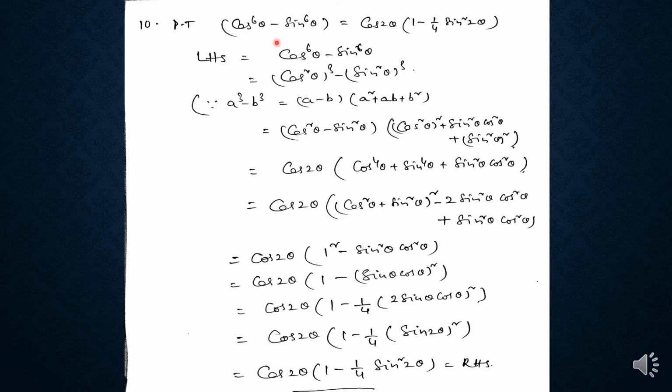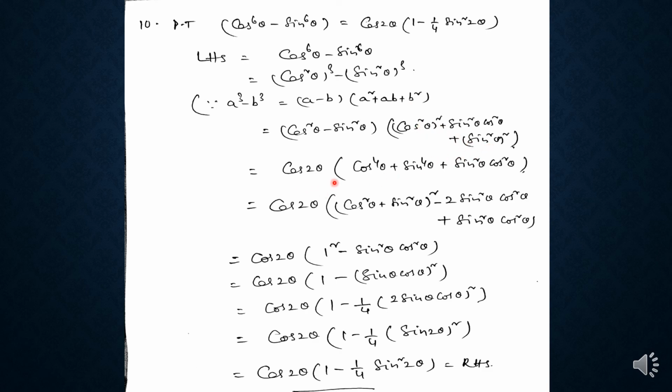So at first we have written the given problem, cos to the power of 6 theta minus sin to the power of 6 theta, into the form of a cube minus b cube, which can be written as a minus b into a square plus ab plus b square, where a is equal to cos square theta and b is equal to sin square theta. So cos square theta minus sin square theta into here a square means cos square theta whole square plus ab means sin square theta into cos square theta plus b square means sin square theta whole square.